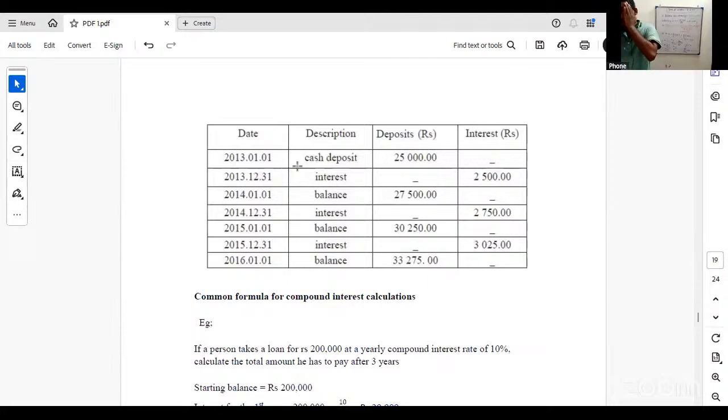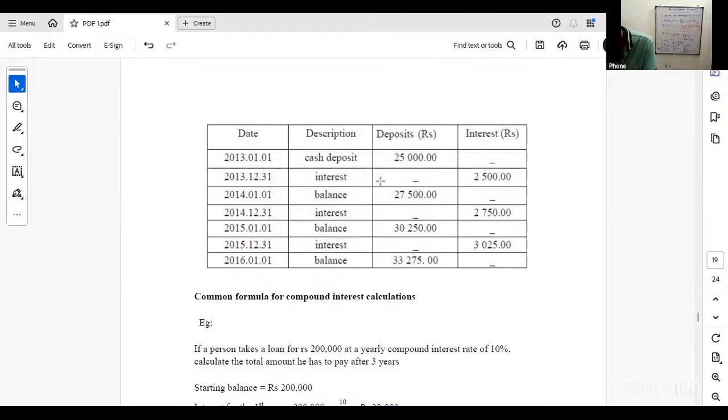Now think that you went to a bank. Say you went to a commercial bank, and on January 1st of 2013, you made a cash deposit of 25,000. Once you deposit this amount, you get interest, but at the end of the year. So on December 31st of 2013, you have the interest which they give you, and that is 2,500.